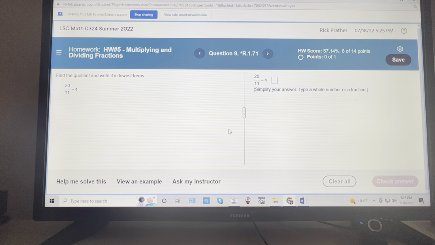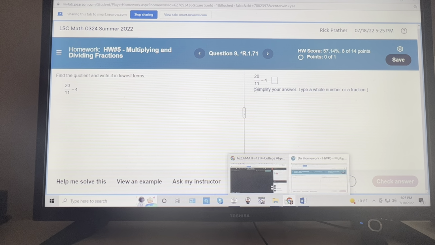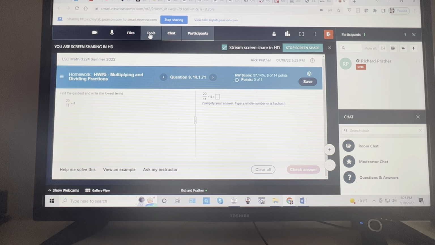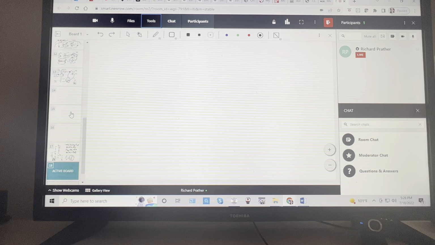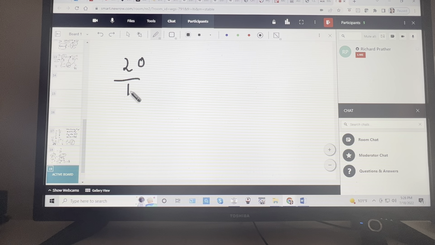Okay, what if one of the two is not technically a fraction, but it really is? So I'm really doing a fraction divided by a number here. 20 over 11 divided by 4. My little poem still works here. 20 over 11 divided by 4.